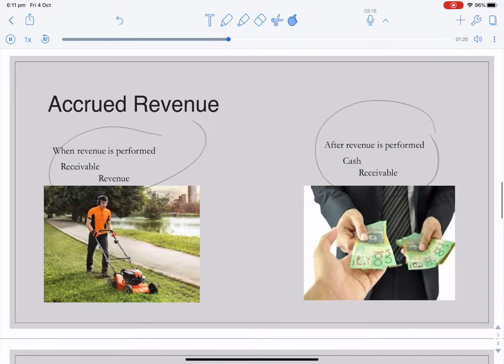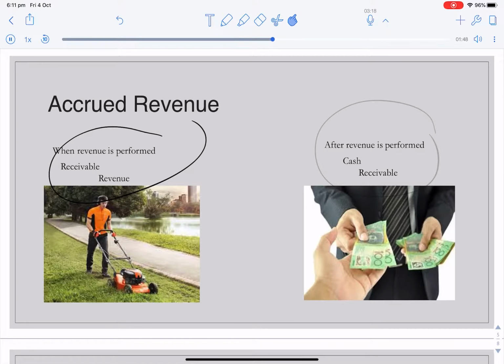Our second scenario revolves around accrued revenue. This situation involves performing the revenue first, followed by cash later. For example, having a lawn mowing business where someone can offer you a contract where you perform the service, then you debit accounts receivable because you are expecting them to pay, credit revenue because the revenue is completed.